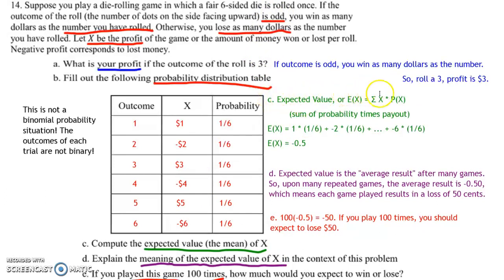For letter C, the expected value is all the probabilities times all the payouts. So we did 1 times 1/6, -2 times 1/6, because remember, you're not winning this $2, you're losing it. 3 times 1/6, -4 times 1/6, etc. That's -0.5. You can do that very easily on your calculator. Expected value is the average result. So upon many repeated games, again, that repeated games idea, this is the law of large numbers in a different way. The average result is -0.50.